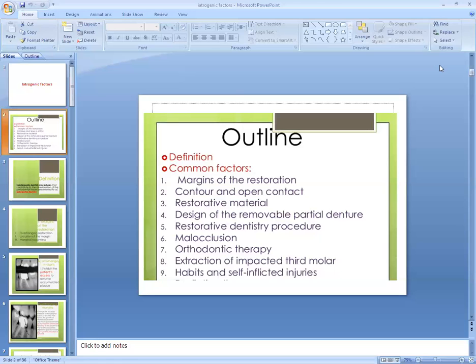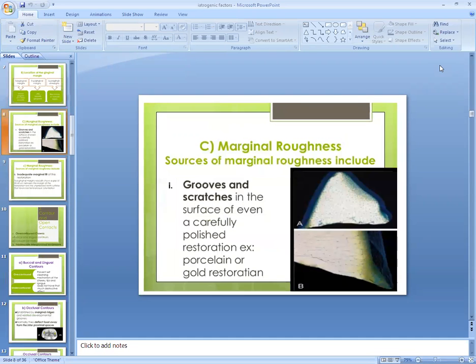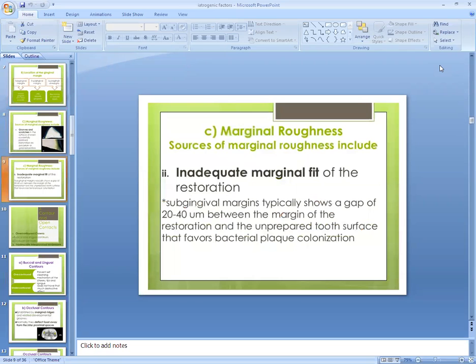Next is endodontic treatment. In endodontic treatment, normally we use a rubber dam, burs, and different materials. When we use the rubber dam or different burs, this can injure the gingival tissue and cause laceration of the gingival tissue. Moving towards the occlusal surface, there are different grooves and scratches.